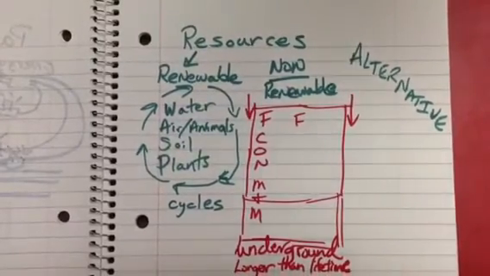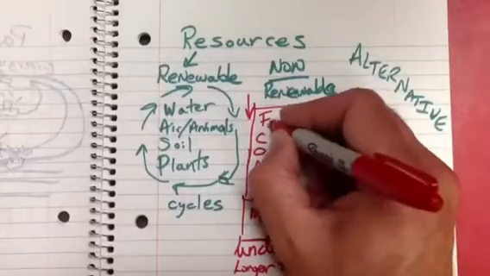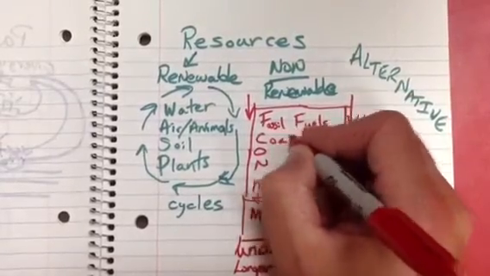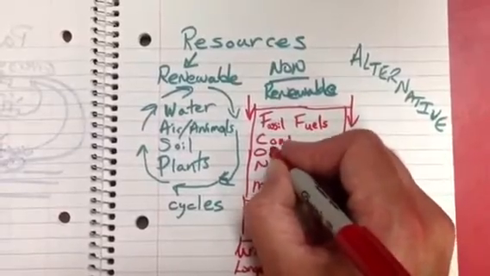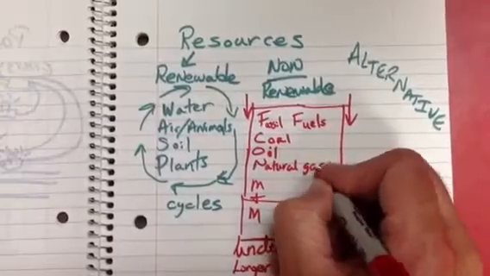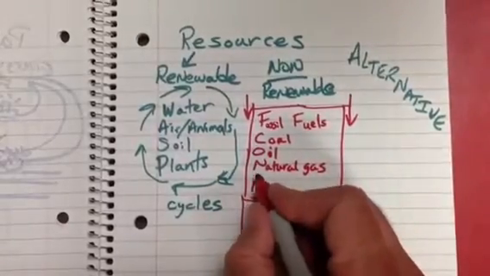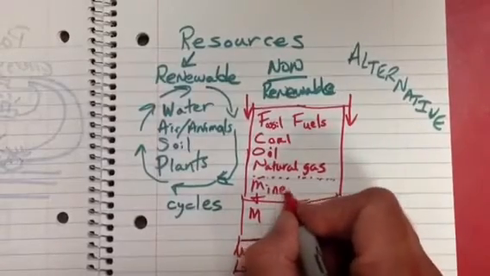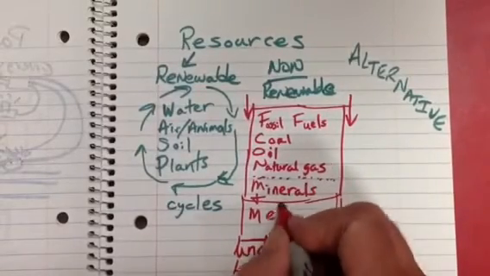Longer than a lifetime. So the FF is fossil fuels, and the fossil fuels are coal, oil, natural gas, and then it also includes, a little separate from the fossil fuels, but they're also underground, non-renewable, minerals and metals.